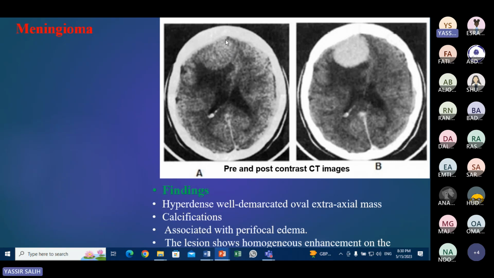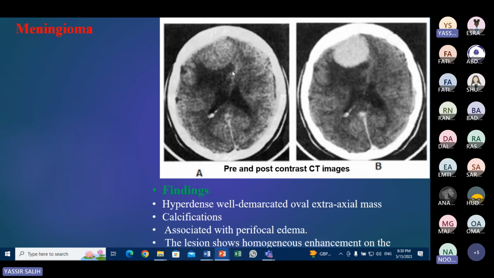with a broad base, with calcification. What do we call this area around the lesion? What is this? This black area, what do we call it? What is the cause of this hypodensity? Is it calcification also? Around the lesion there is edema. This is a perifocal edema.